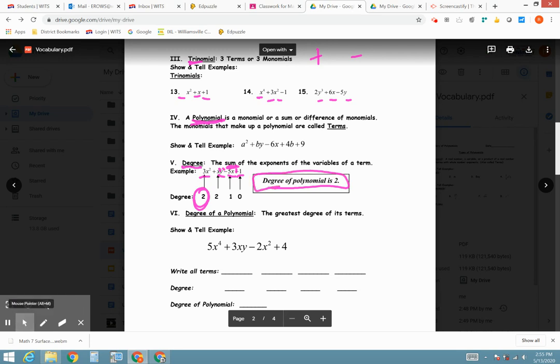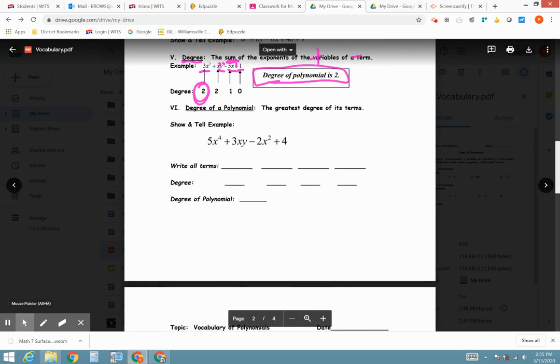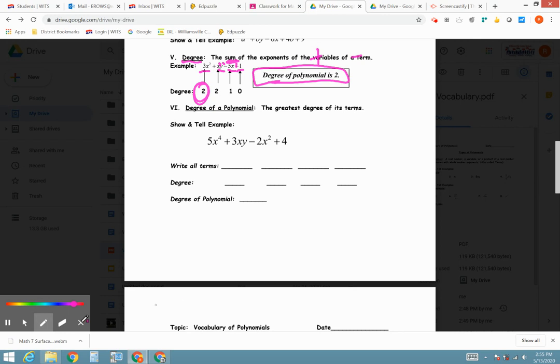So if I try to find the degree of this polynomial, first thing I would do is write out all of the terms. All right, so we're going to write out the terms. I have a term that's 5x to the 4th. I have a term that is 3xy. I have a term that is negative 2x squared. Notice I included the negative. And then I have a term that is 4.